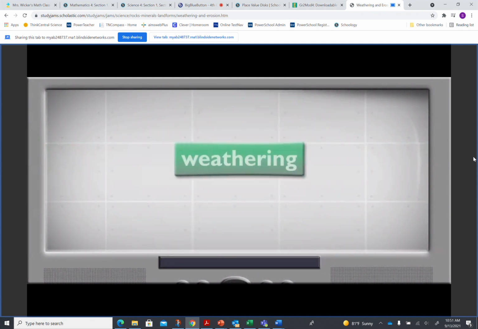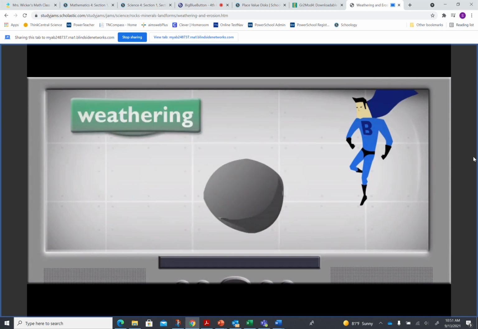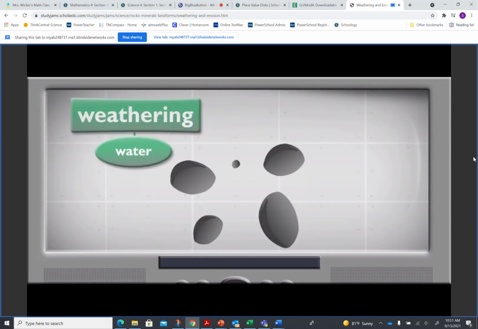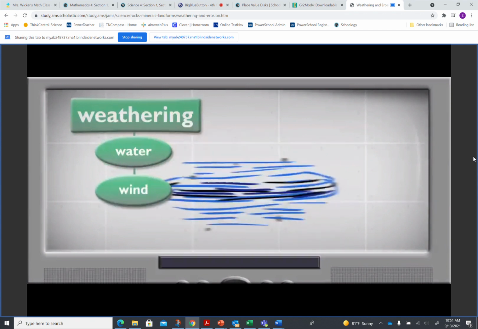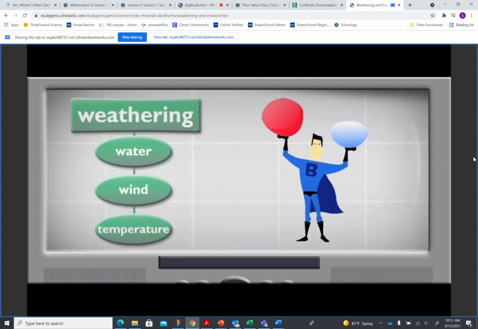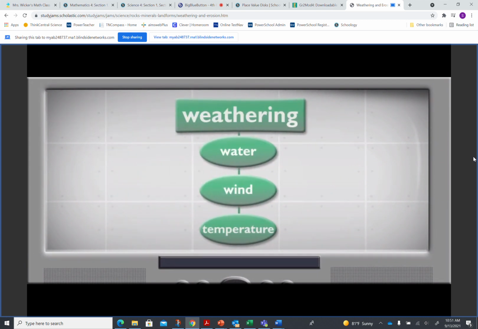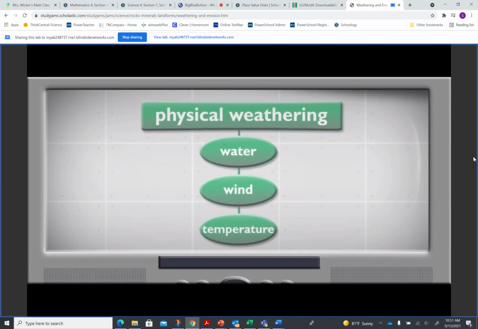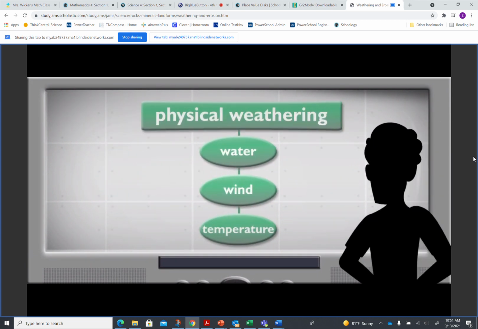Right. Think of weathering as a superhero that acts in different ways and breaks things down. It breaks down rocks with water. It wears things away with wind. It can even scorch or freeze the Earth with temperature, cracking and breaking it apart. When weathering acts like this, it's called physical weathering. Wow. That's only the beginning.